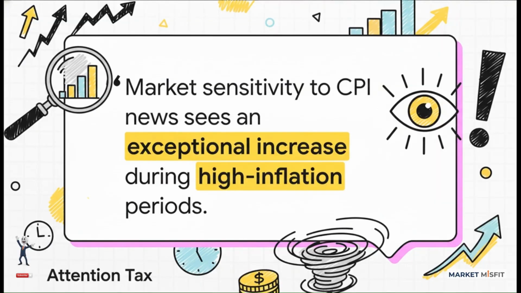And here's the real key takeaway from that. The market has an attention threshold. Once inflation crosses a certain point, investor attention just becomes laser-focused on this one data point. The CPI report goes from being a little footnote to being the main event. And that attention tax, it skyrockets.